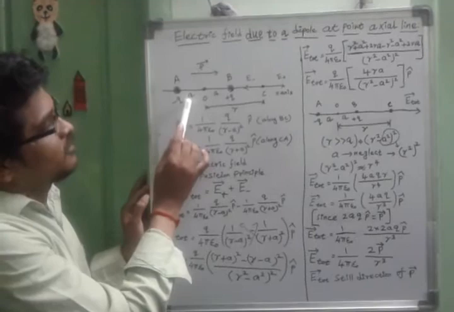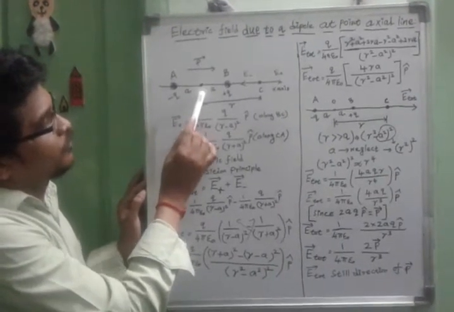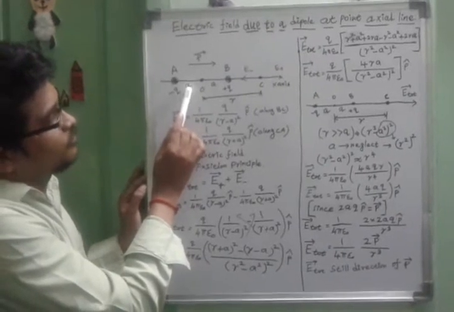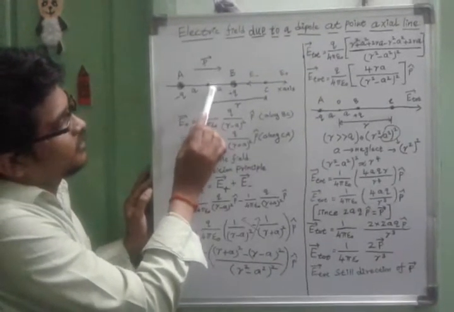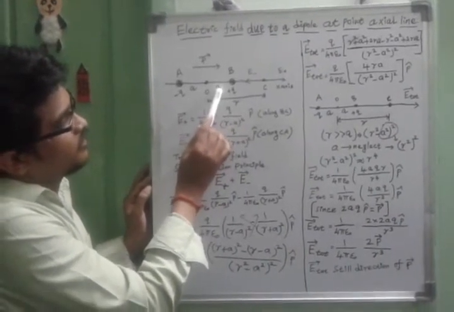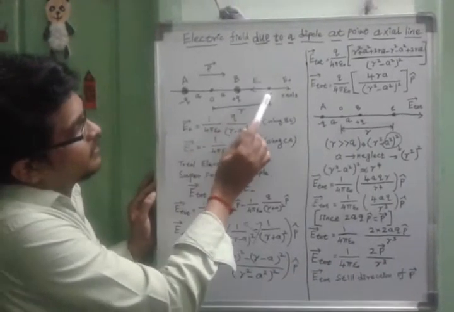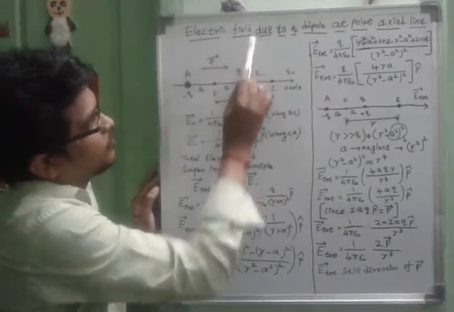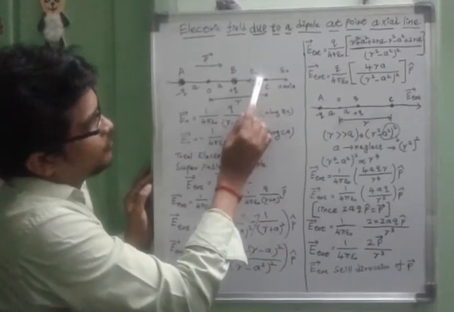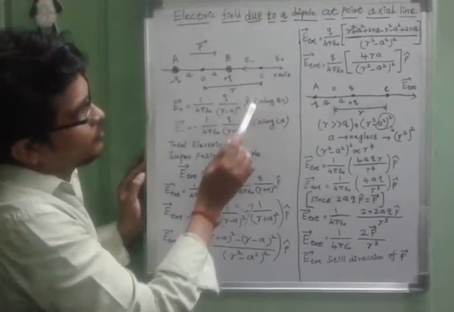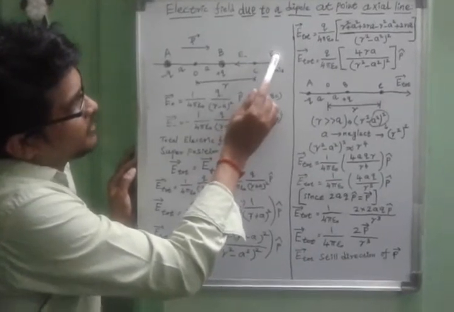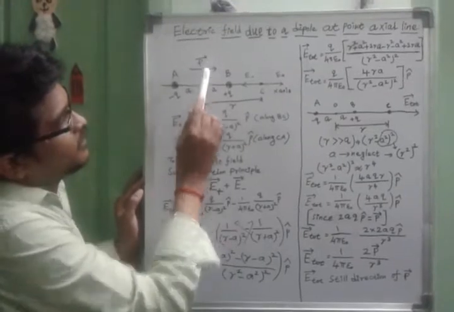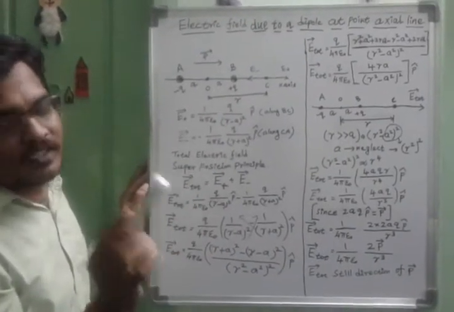Let O be the midpoint. The charge minus q is at a distance a from O, and the charge plus q is at a distance a from O. We calculate the electric field at a point C on the axial line. We consider E plus and E minus. P vector is the electric dipole moment vector.